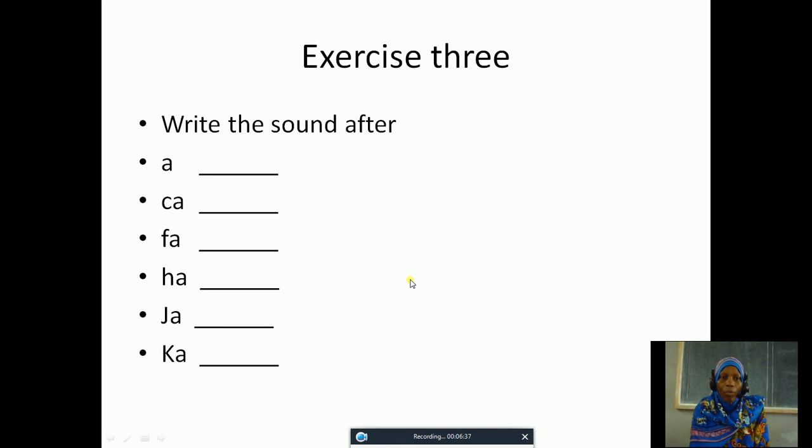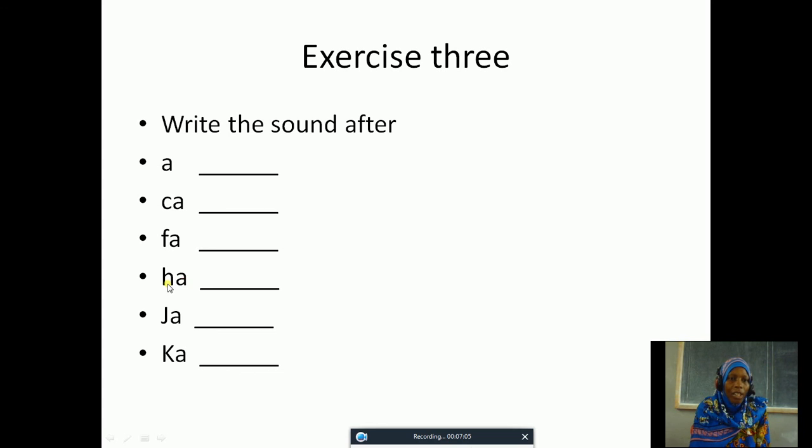Exercise 3. In exercise 3, you are going to write the sound after. Sound after, in another language, you call it the next sound. There we have a. You write after sound a. Then we have ka. You write the sound after sound ka. Then we have fa. You write the sound after sound fa.